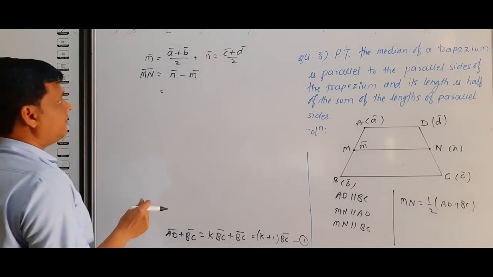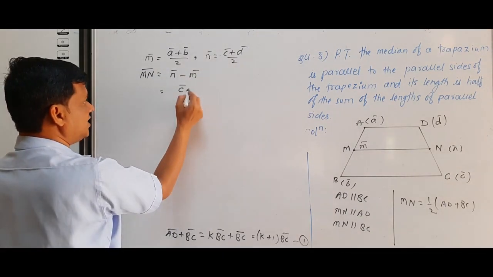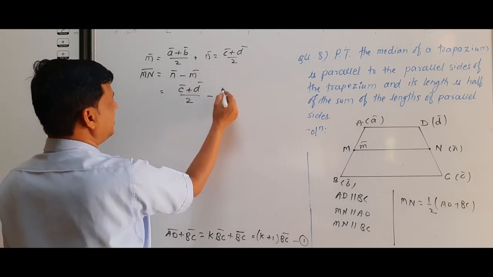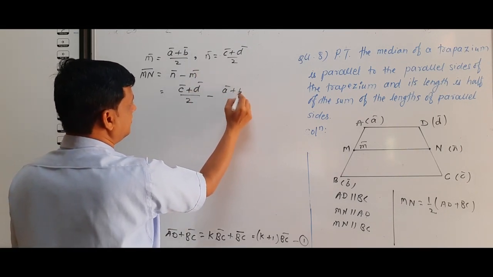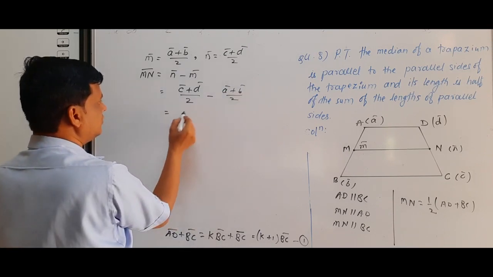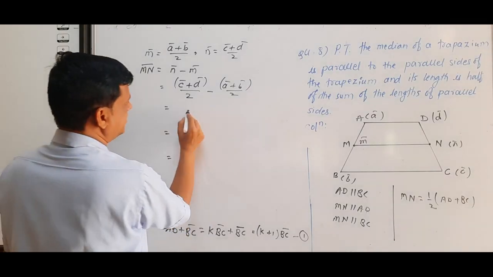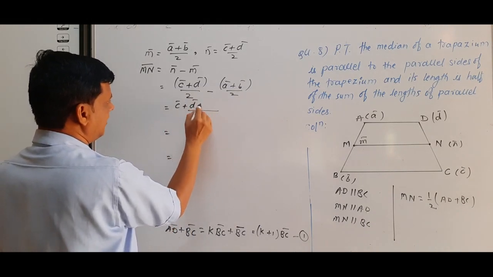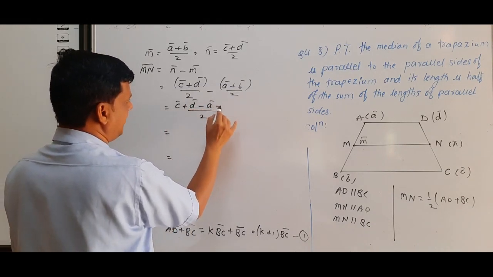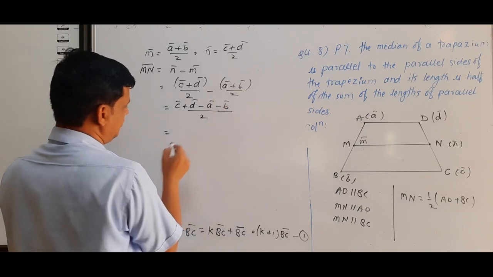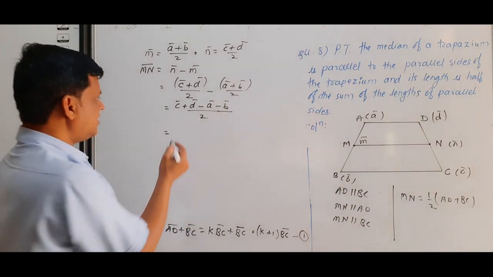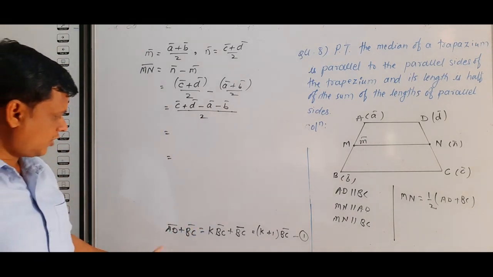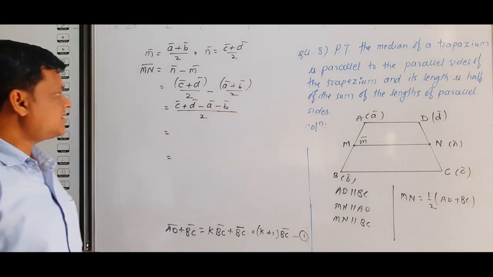Now substitute the value of vector N, that is C bar plus D bar upon 2, minus M bar, which is A bar plus B bar upon 2. So here we write base the same, 2, C bar plus D bar minus A bar minus B bar. So we rearrange the numerator so as to get this vector MN in terms of vector AD and vector BC.